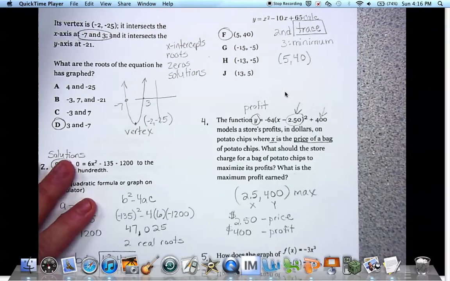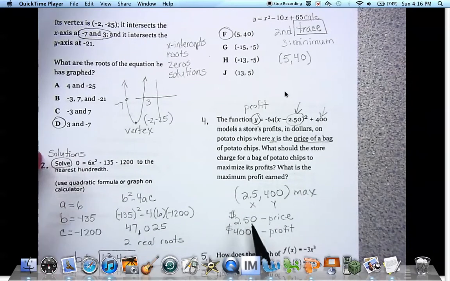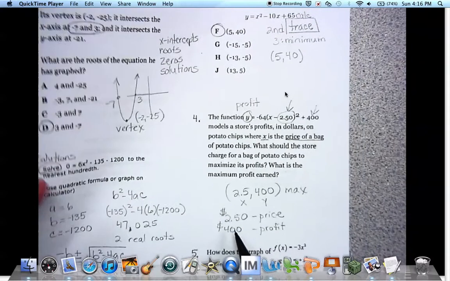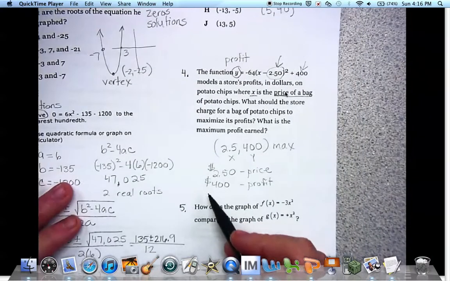So they're going to charge $2.50 for the bag of potato chips, and they're going to make a profit of $400. And that's the maximum they can make.